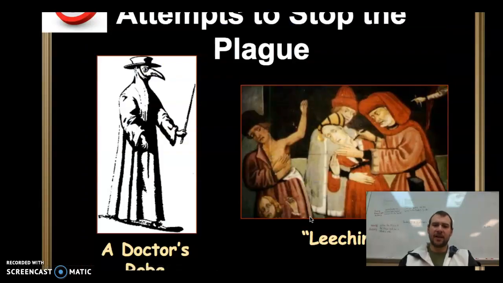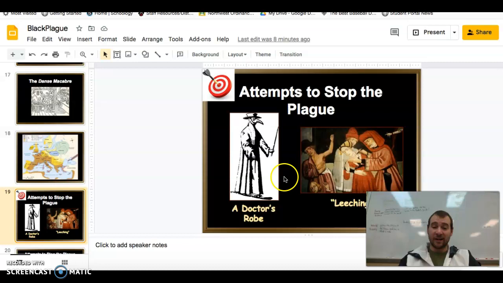Attempts to stop the plague. We had the leeching, where they thought it was in your blood, so they would cut you a little bit, and then you would basically drain some blood out, like donate blood, but you just drip it out, and it was called leeching. They do the same thing with leeches too. They just basically put leeches on you.